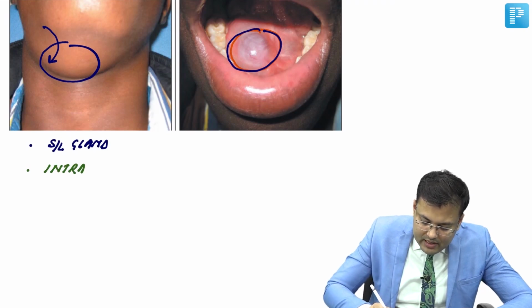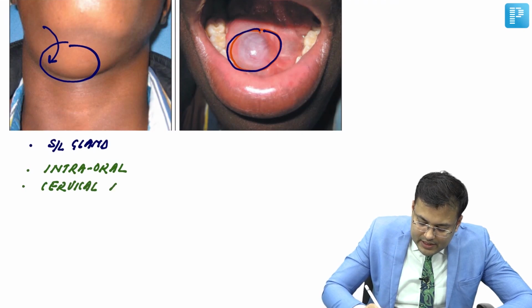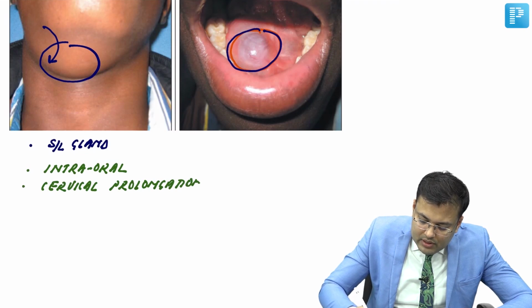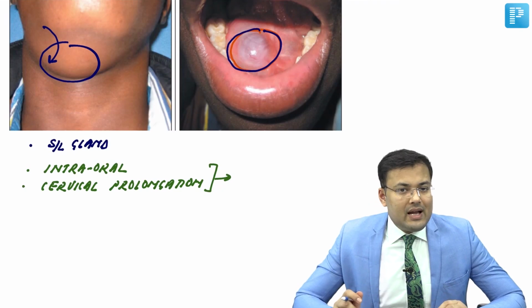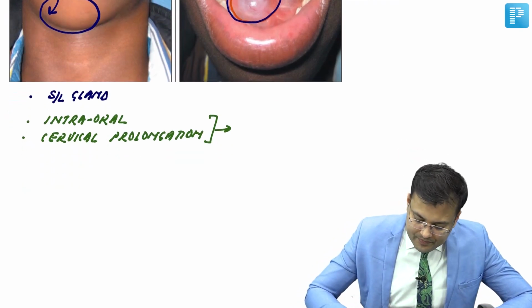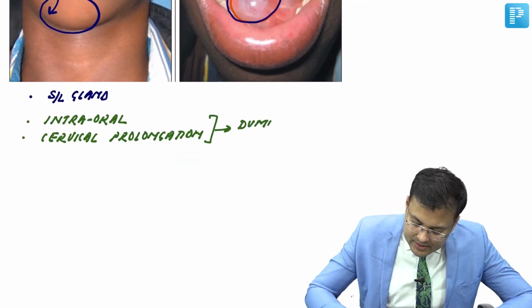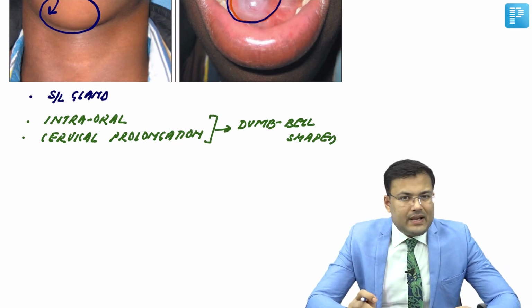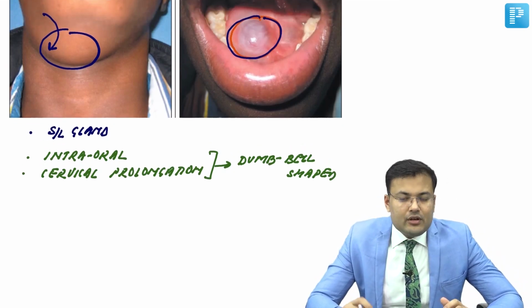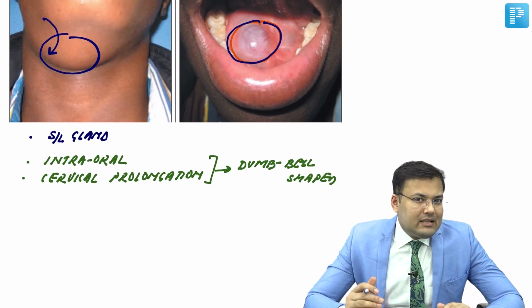Now see, this swelling has an intraoral component with cervical prolongation, and any swelling which has this kind of presentation, intraoral component and cervical prolongation, what should be the shape? It is dumbbell shaped. Clear? The rest of the features are almost similar to ranula. So it is bluish, painless, soft, fluctuant, dome shaped. Yes, lateral to the midline.